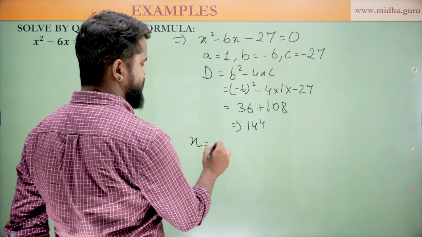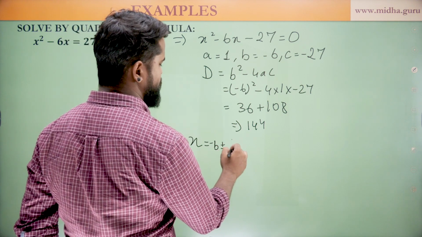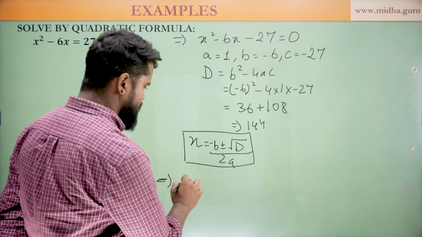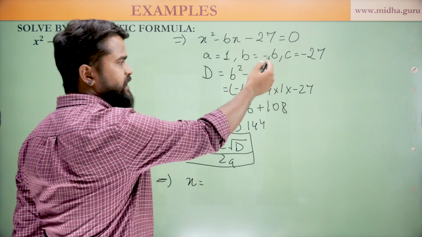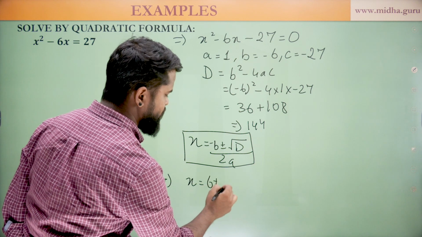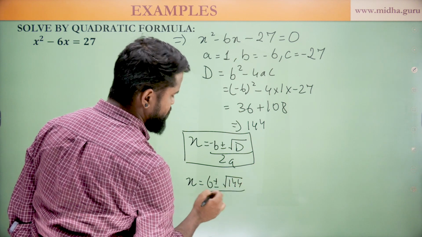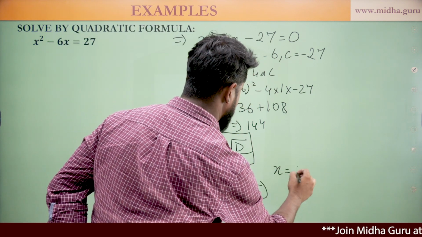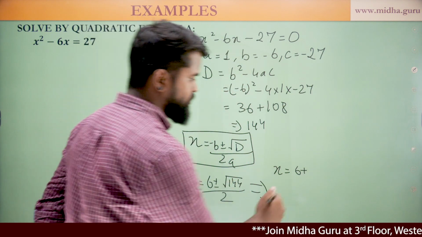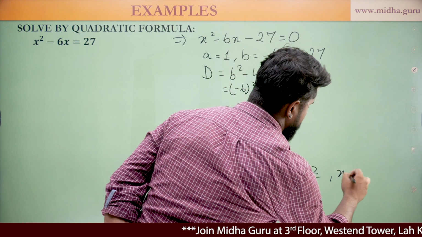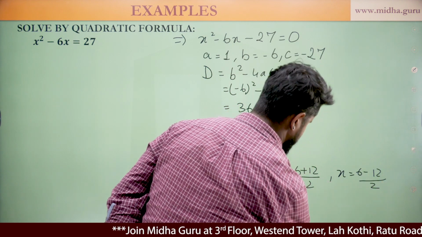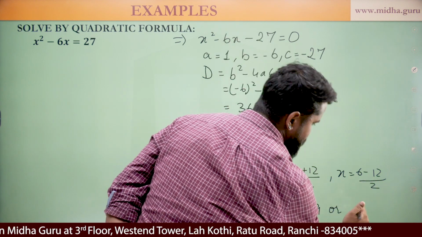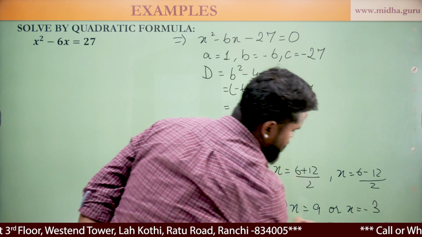Now we apply the quadratic formula, which is x is equal to minus b plus or minus root over d by 2a. Applying this, we get minus of b. If b is minus 6, minus of b will be 6, plus or minus the root of 144 divided by twice of a, which is 1, so 2. So from here we get x is equal to 6 plus the root of 144 will be 12, so 6 plus 12 by 2 and 6 minus 12 by 2. So x will be equal to 6 plus 12 is 18 by 2, which will be 9, or 6 minus 12, which is minus 6 by 2, which is minus 3.